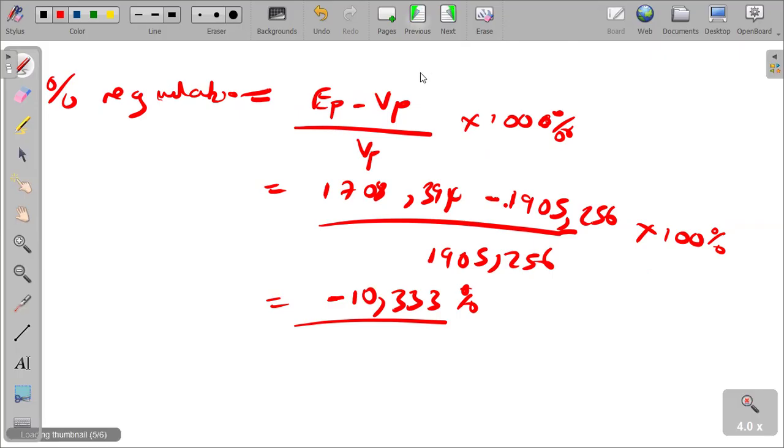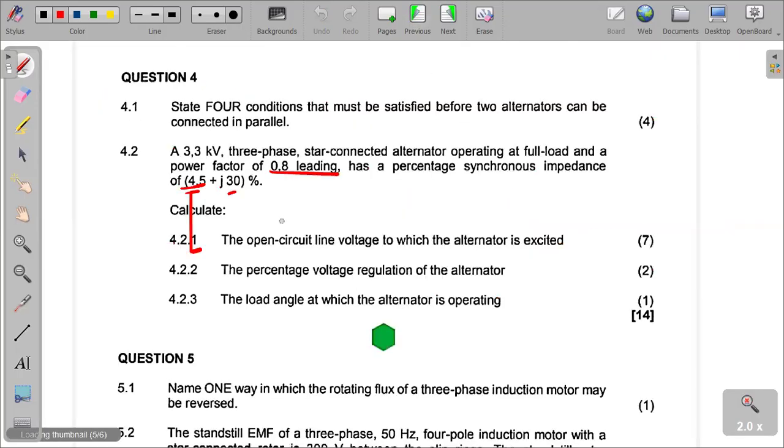The next question is 4.2.3. Calculate the load angle at which the alternator is operating, right? That's our question there.